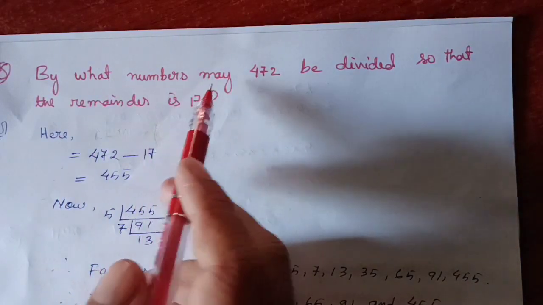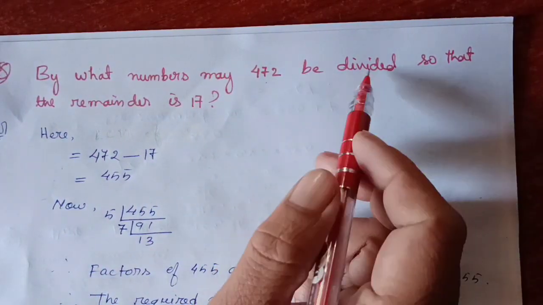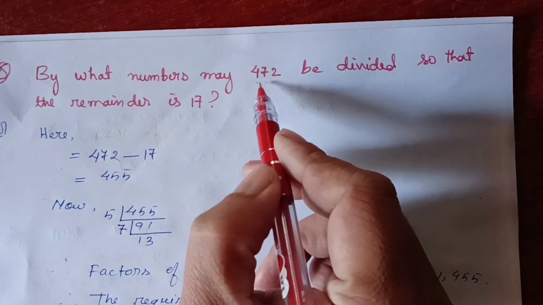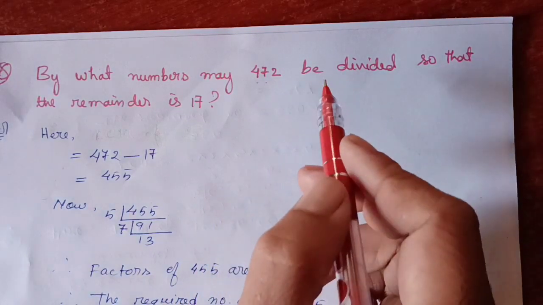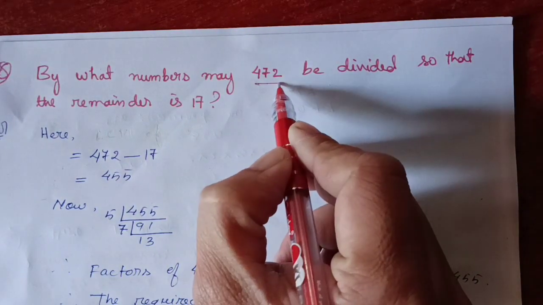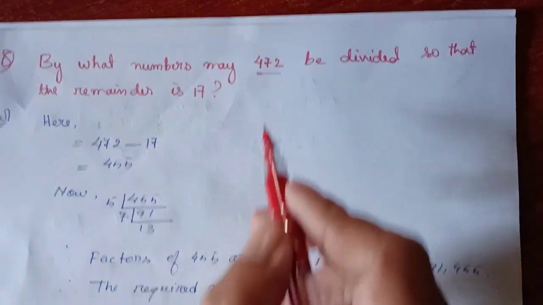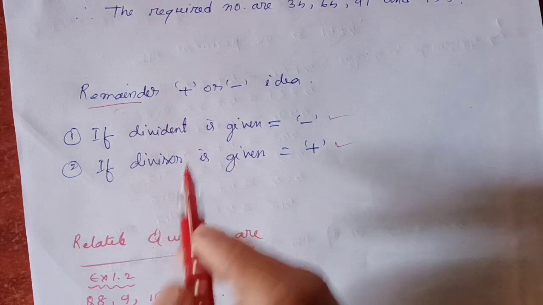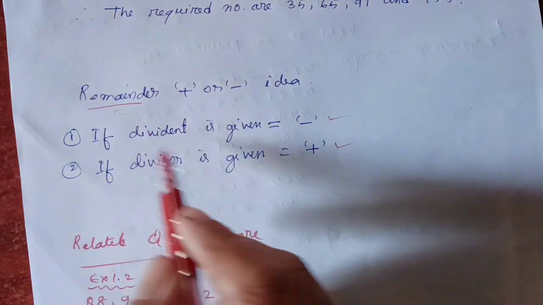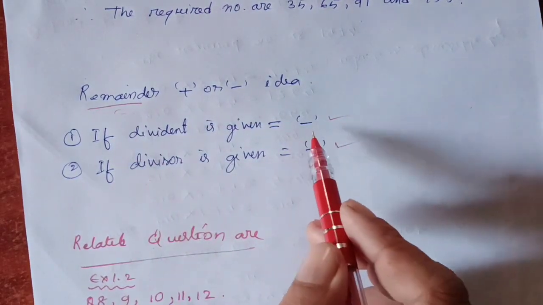By what numbers may 472 be divided? It means that this number we are going to divide by some number. That means this is not the divisor. So this is dividend. Since dividend is given, according to the idea we have just learned, this remainder we should do minus.